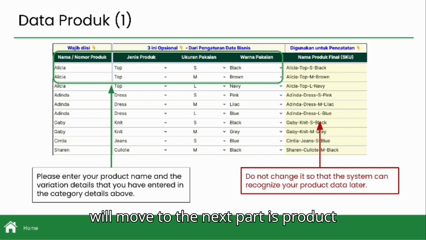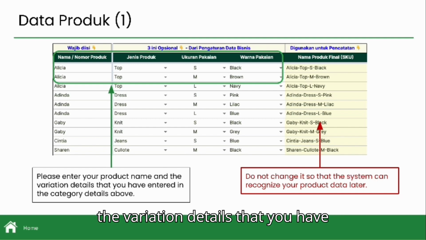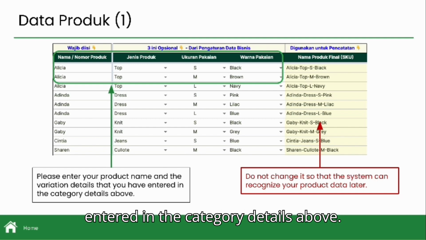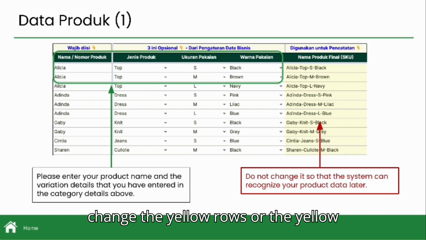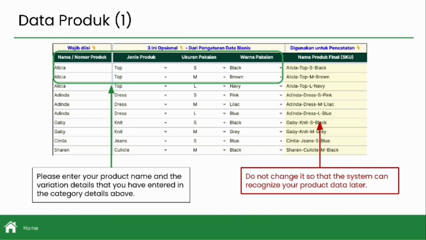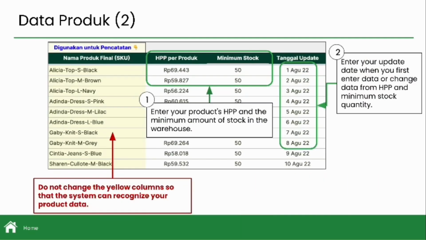So we will move to the next part, which is product data. Please enter your product name and the variation details that you have entered in the category details above. Again, do not change the yellow rows or the yellow columns, so that the system can recognize your product data later.